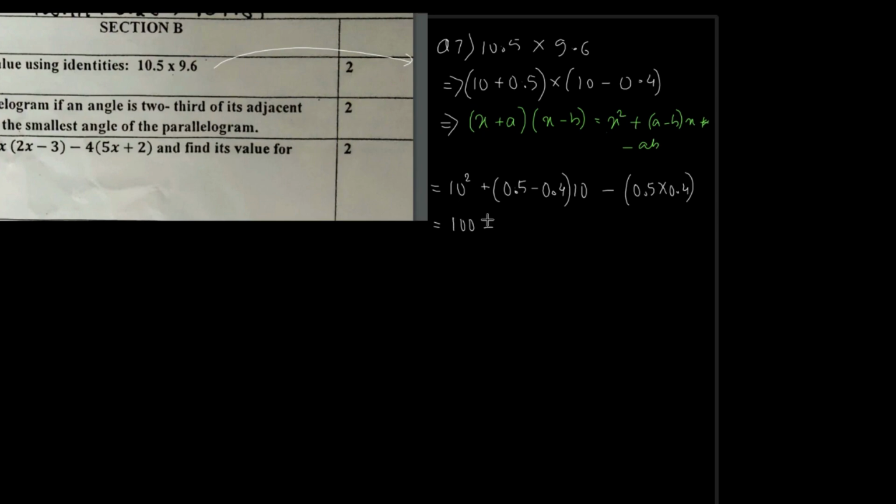So 10 squared is 100, plus 0.5 minus 0.4 gives me 0.1, and multiplying 0.1 into 10 we would simply get 1, and then here 0.5 multiplied by 0.4 would give me 0.20. So finally what do I have here? I have 100 plus 1 minus 0.2, which would give me 100 plus 1 minus 0.2, which is 0.8, and this would give me 100.8. So my final answer would be 100.8 for question number 7. Got it?